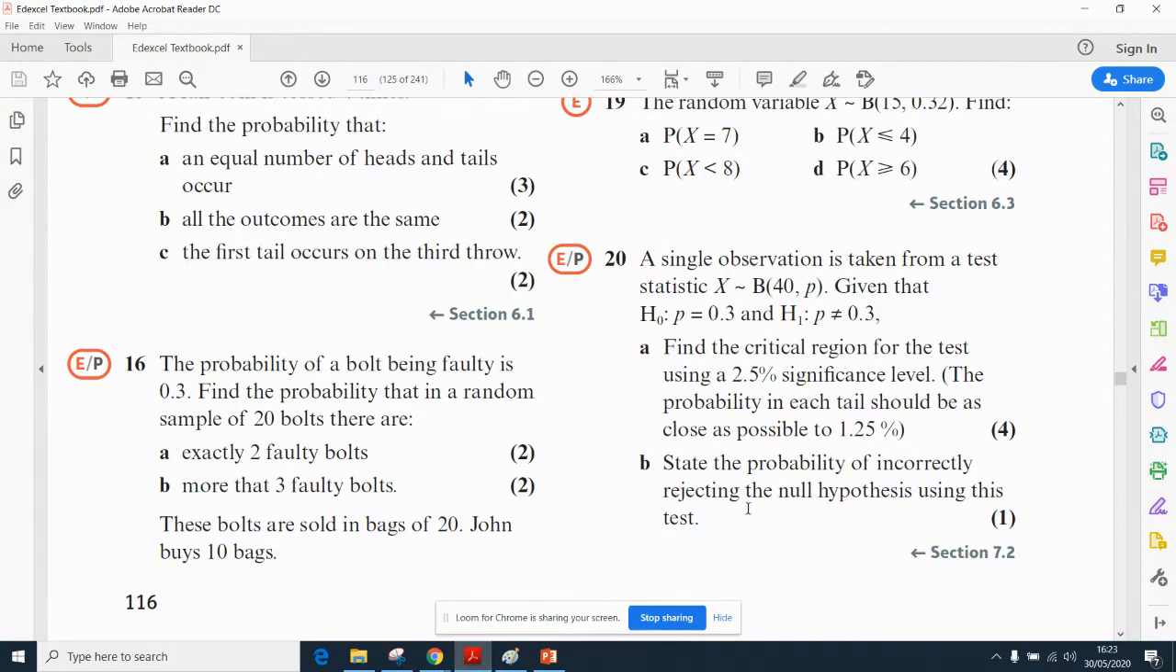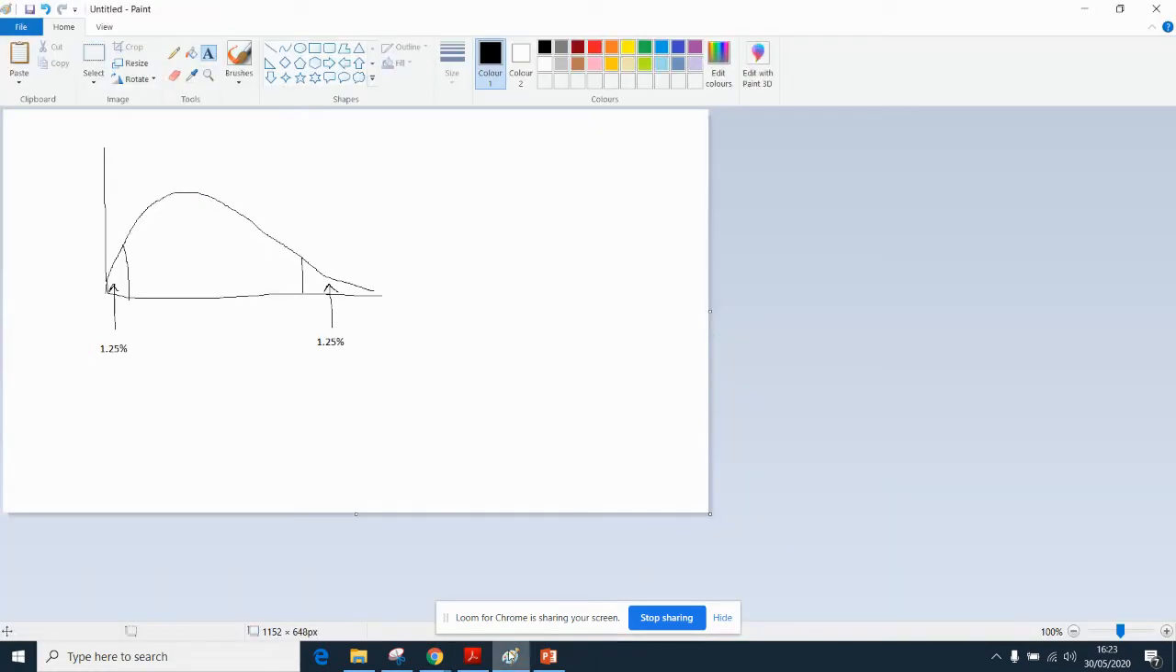So what we've got instead is a binomial with 40 observations. We think the probability is 0.3, but we're doing a 2-tail test to find out if it is or not. So 2.5% significance level, which means it's going to be a 1.25% significance level at the bottom, a 1.25% significance level at the top. Now what that looks like.